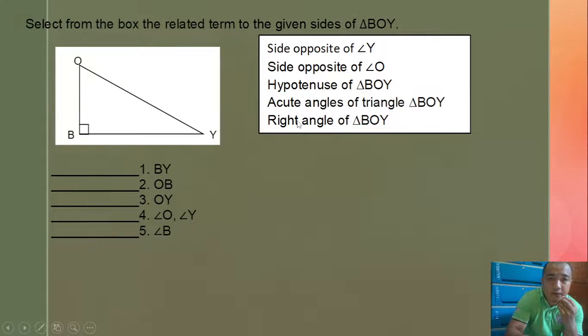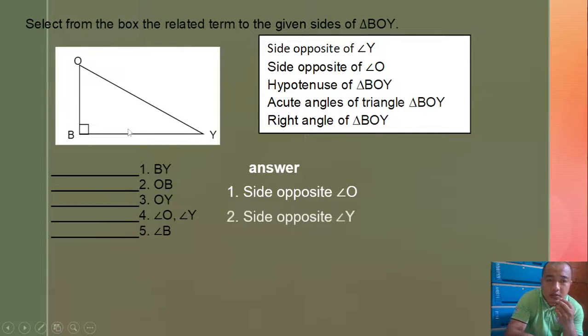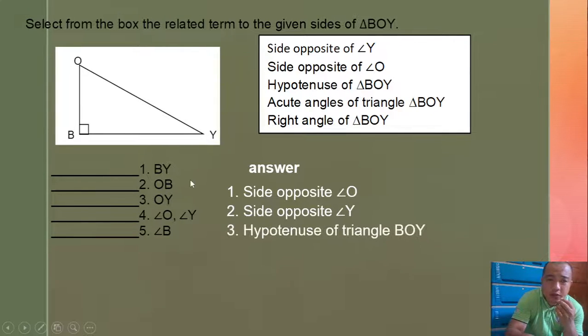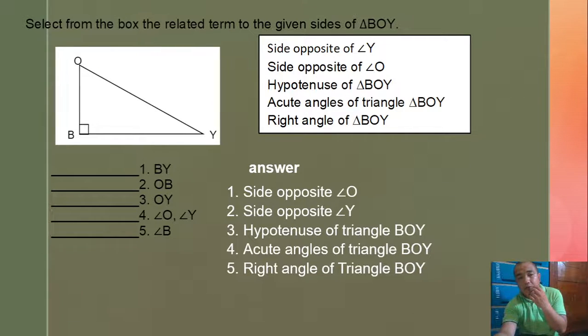Next, select from the box the related term to the given sides of triangle BOY. So number 1, BY. Choose the answer here from the box. So anong tawag mo sa BY? The answer is side opposite of angle O. Tama. How about OB? Side opposite of angle Y. Correct. How about OY? Hypotenuse of triangle BOY. How about angle O and angle Y? Acute angles of triangle BOY. How about angle B? Right angle of triangle BOY.